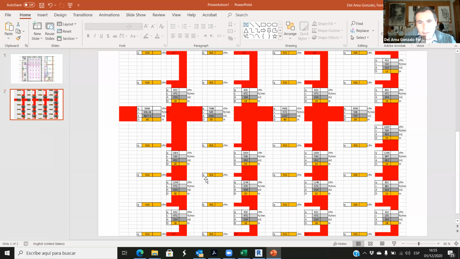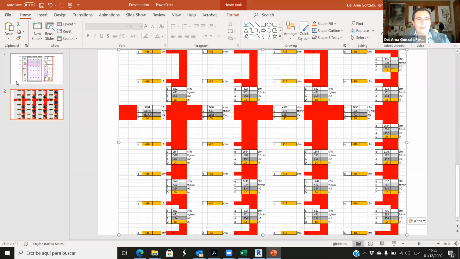So I can see the drawing itself. And here I can check that all the velocities are below 600, between 200 and 600. I think all of them, well, maybe this velocity is too low. If the velocity is too low, we can make it smaller and we will save money for our clients. Anyway, this is what I want.